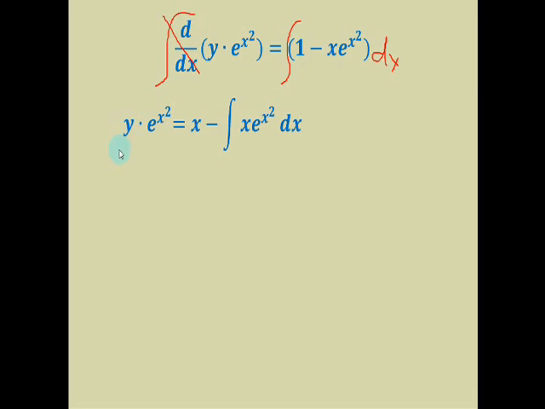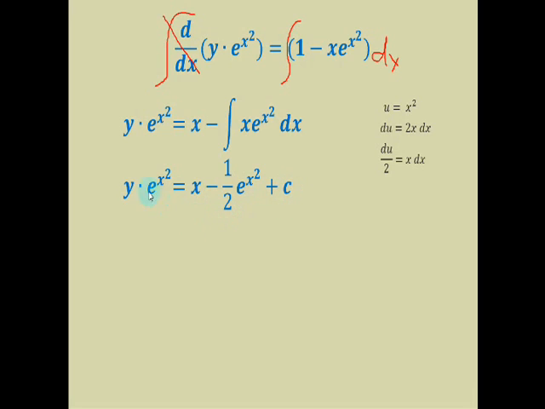So the equation becomes like this, minus the integral of x e to the x squared dx. We cannot directly integrate this, so we use let u. We let u equal x squared, and then we get du, which is 2x dx, or 1/2 du equals x dx. So now we can integrate this part, and this becomes y e to the x squared equals x minus 1/2 e to the x squared plus constant.